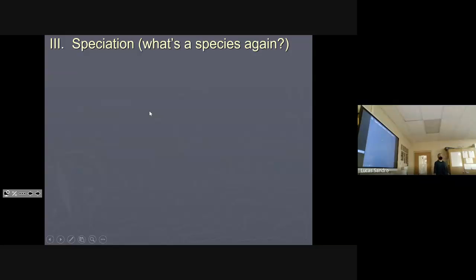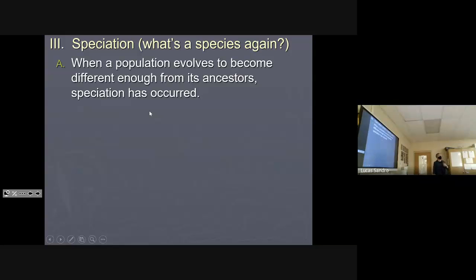Speciation basically is when a population evolves to become different enough from its ancestors, and/or, well, sometimes and, a separate population that it's split from, that we consider it a separate species. And how do we typically define that separation? How do we know when they're different enough to be considered separate species?